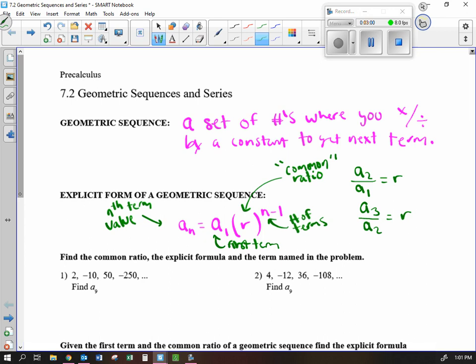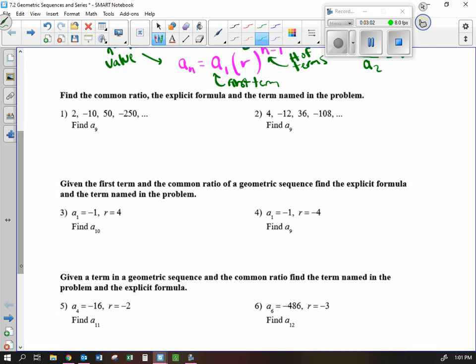So moving down to 1, the instructions say find the common ratio, the explicit formula, and the term named in the problem. So we're going to be boxing three things, because we have one thing, two things, three things here to box for our answer.